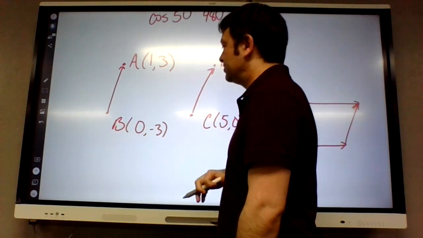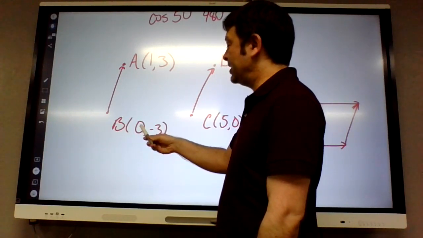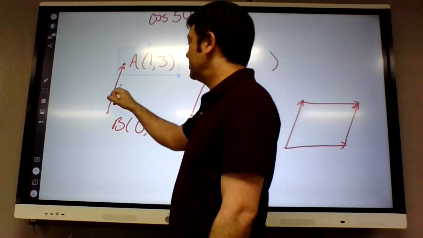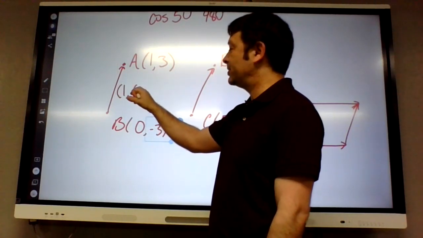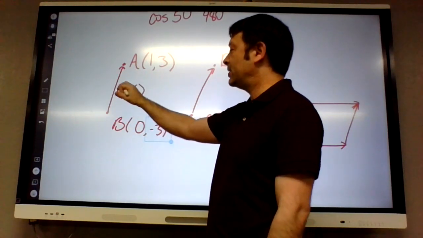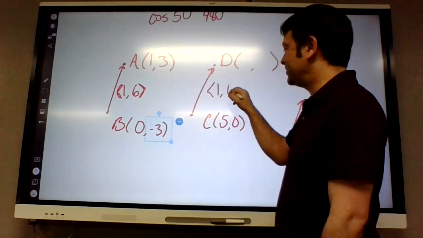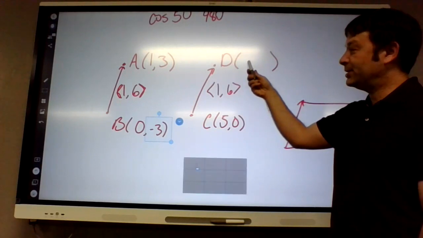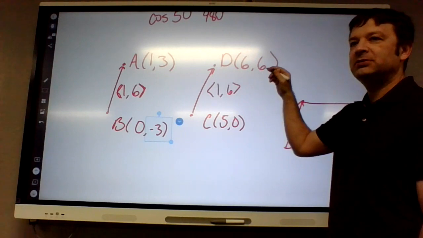Over 1, up 6. Yeah, so the x value from B to A is going up 1, and the y value from -3 to 3 is going up 6. So it takes a 1, 6 vector to get from B to A. Put in vector form. So if we use a 1, 6 vector over here, where will point D be? 6, 6.